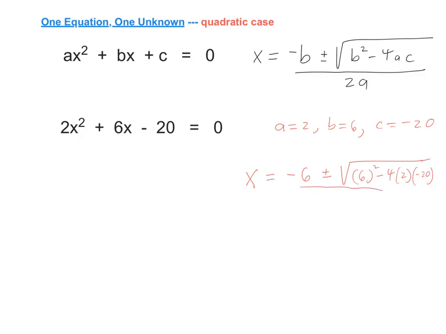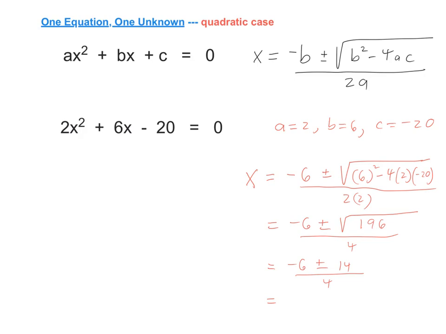This whole thing over 2 times a, which is 2. We can simplify this by writing this as negative 6 plus or minus the square root of 196 divided by 4, which is equal to negative 6 plus or minus square root of 196 is 14 over 4.